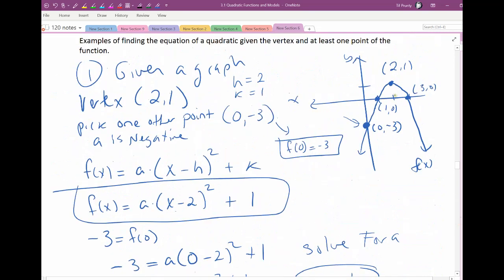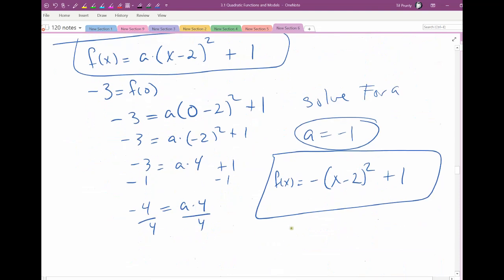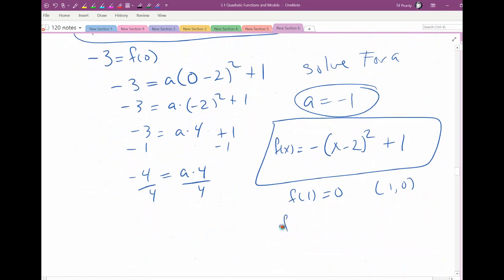If I wanted to check my answer real quick, I know that when I plug 1 in, I should get 0 out. That's what the 1, 0 point is. And so if I plug 1 in, negative 1 times 1 minus 2 squared plus 1. This is just a check. You don't have to do this. This is just me checking my answer.